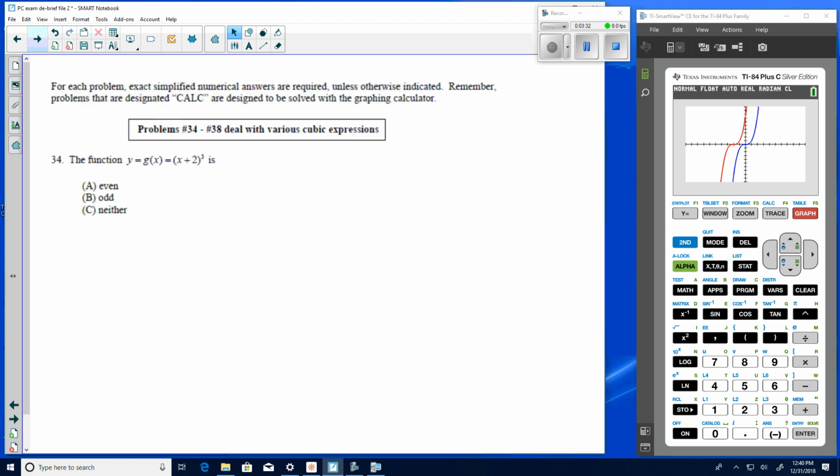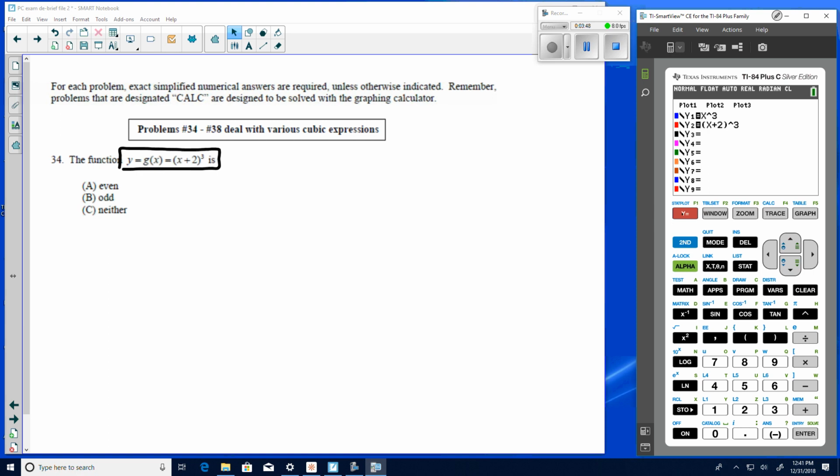Number 34. Once again, we have this discussion about y equals (x plus 2) cubed. We have the picture over here. Let me get rid of the blue one. We'll delete that. And so all we have is our graph y equals (x plus 2) quantity cubed, and the question is, is it even, odd, or neither?